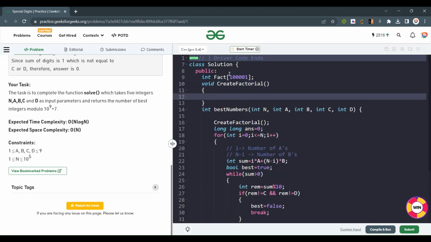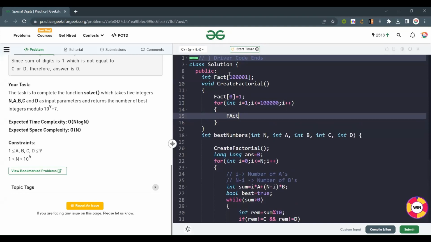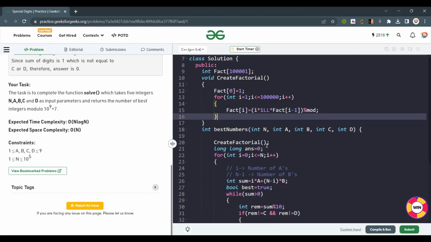Within that, I will say fact of 0 is equal to 1, because 0 factorial is equal to 1. For int i equals 1, I will generate all the factorials. fact of i is equal to i into 1LL into fact of i minus 1, modulo mod. This is the factorials that I've generated.